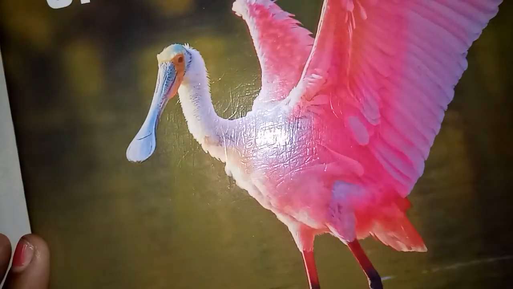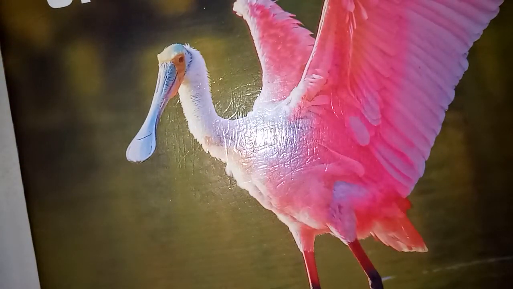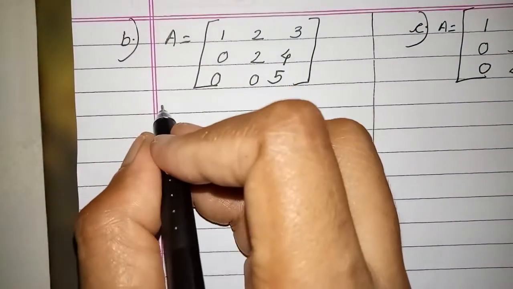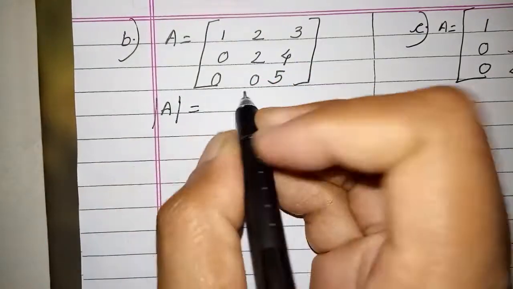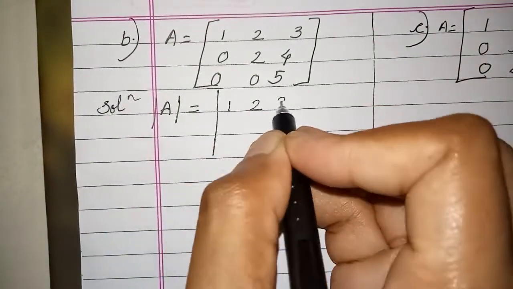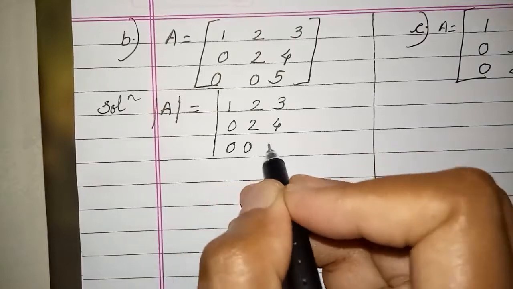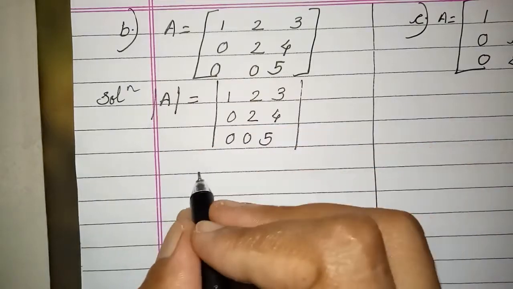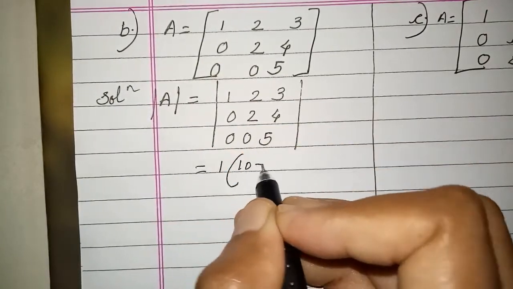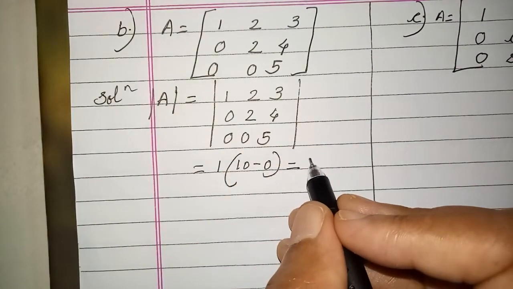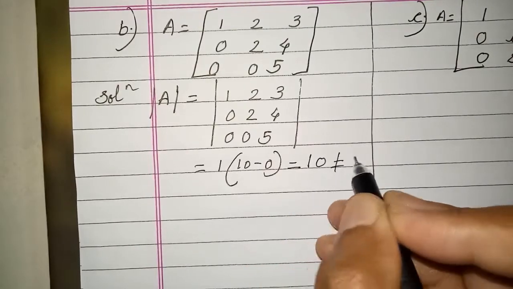Now let us do it for a 3 cross 3 matrix. Same way, but it will be a little lengthy because it's a 3 cross 3. So let us find the determinant of A. Determinant of A will be equal to 1, 2, 3, 0, 2, 4, 0, 0, 5. Now you can expand along the first column, yes, because here 0, 0 is there. So it will be 1 times 10 minus 0. First row, first column. Then the remaining is 0. So the determinant will be 10, not equal to 0.